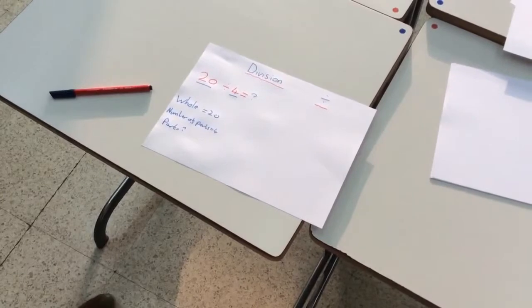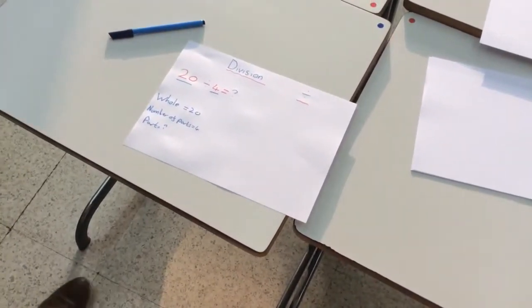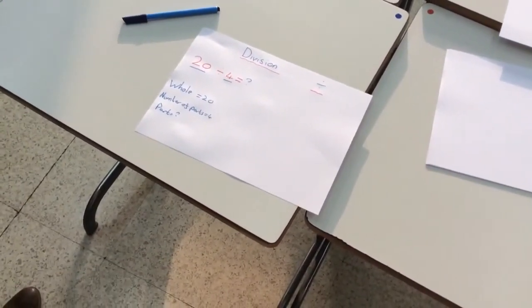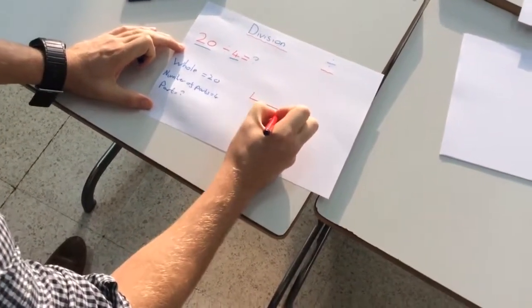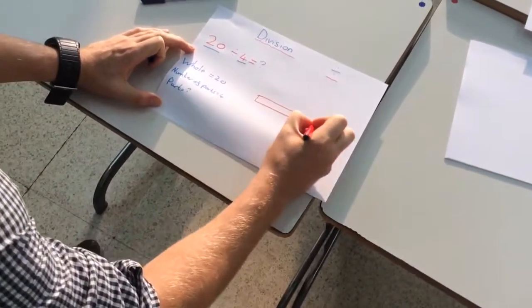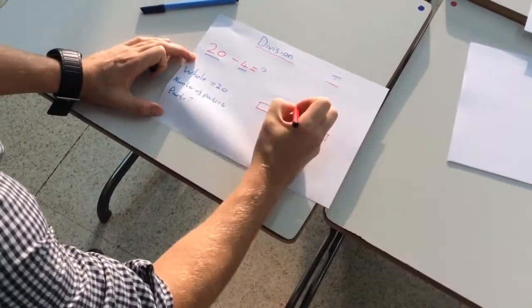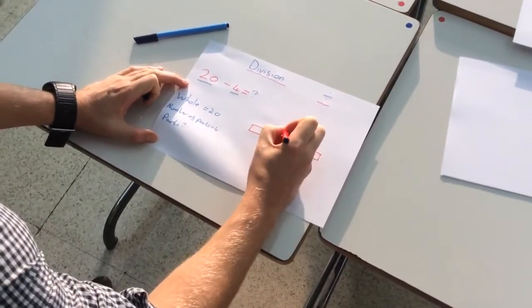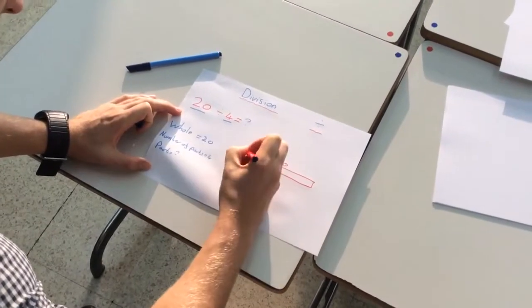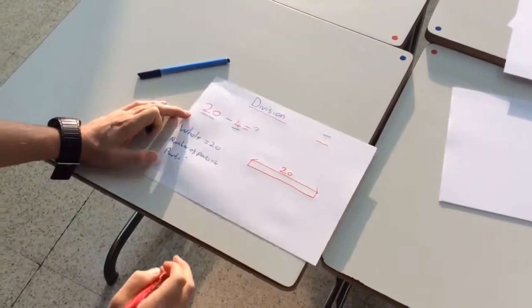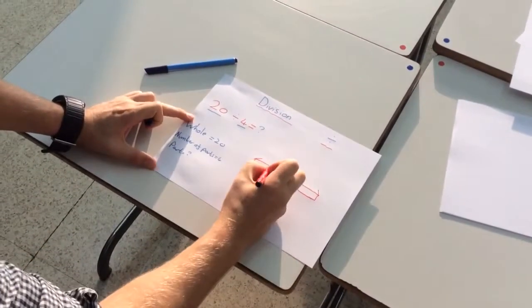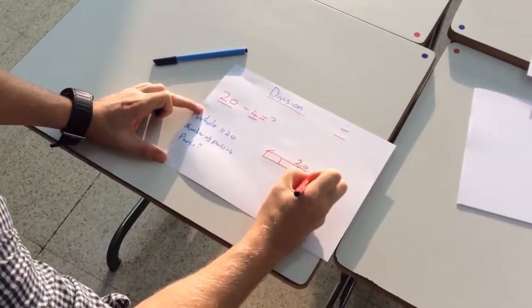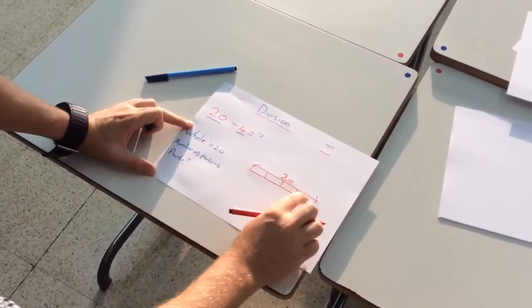So what I'm going to do is use a bar to see how I can solve this. So let's draw my bar. Well, I know that my whole is 20. And I know that the number of parts that I have is 4, so I need to break it into 4. 1, 2, 3, 4.